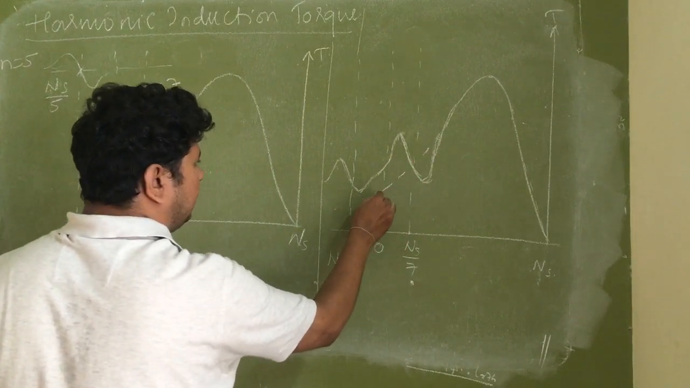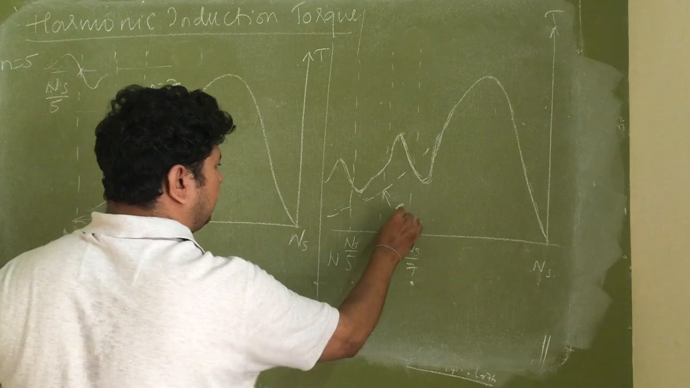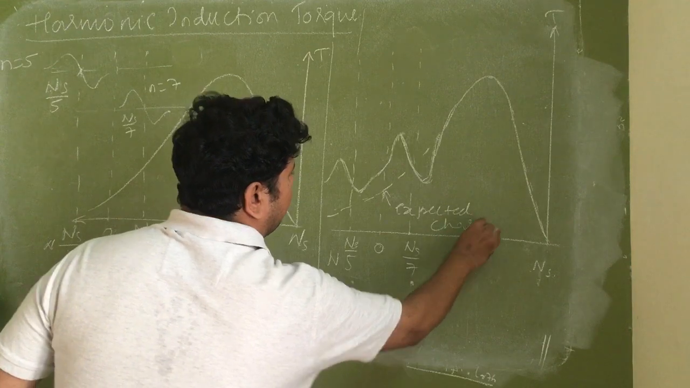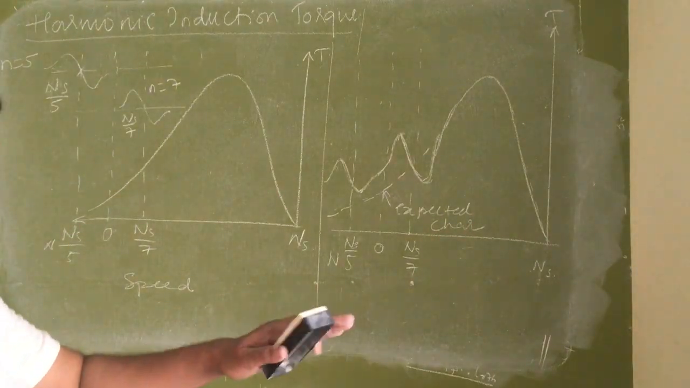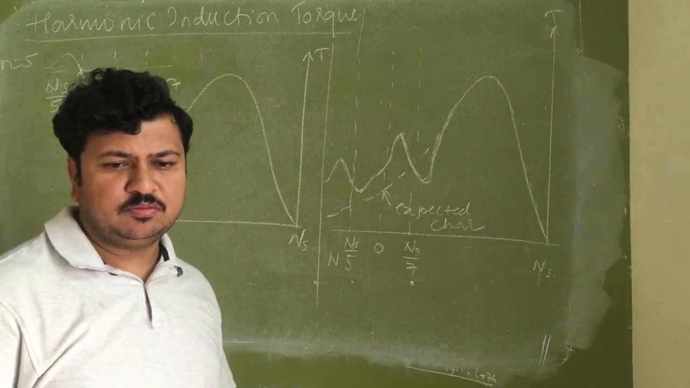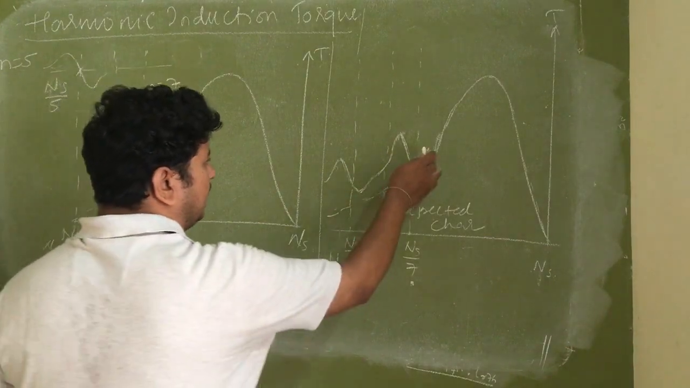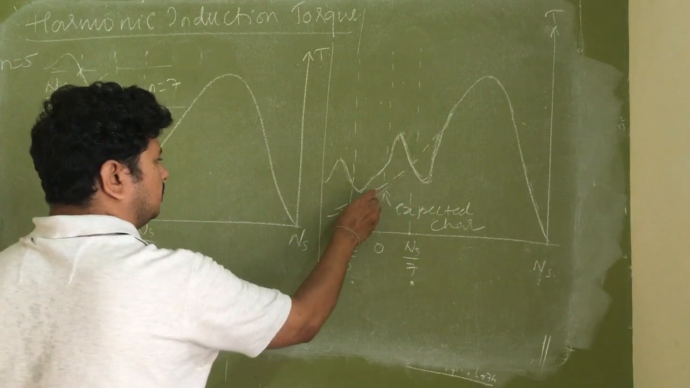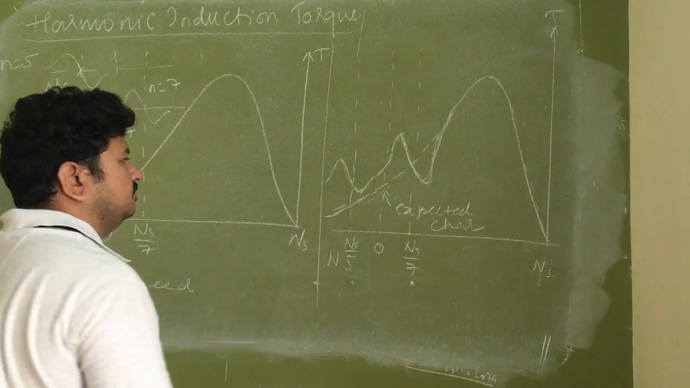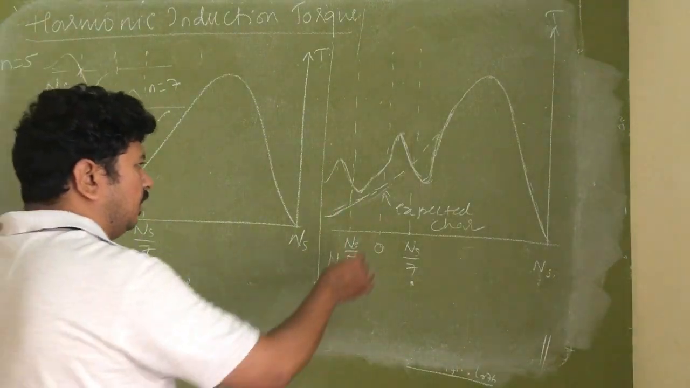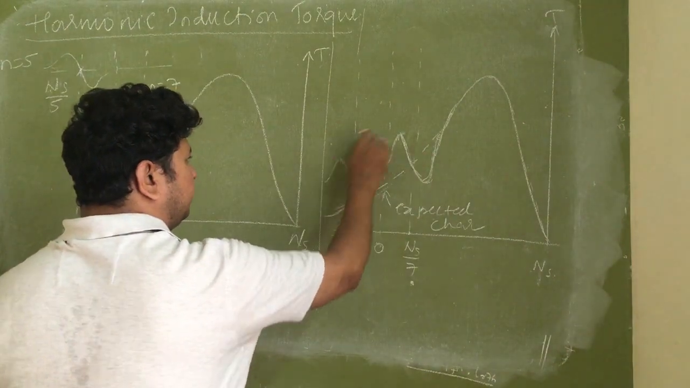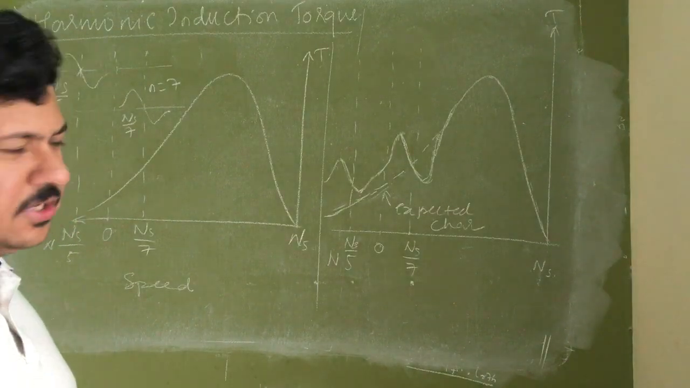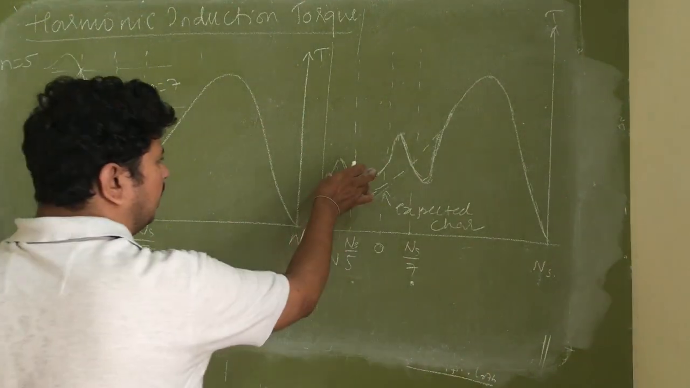So this dotted line indicates the expected characteristic, but you can observe some dips in the characteristic of the motor, the induction motor. So this is the expected characteristic. This is what we observe. And we observe some humps and dips in the main characteristic, or the resultant characteristic.